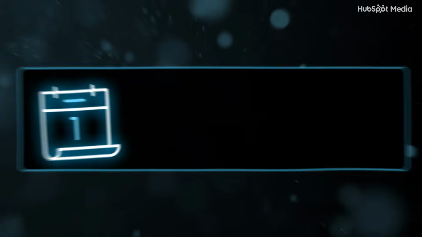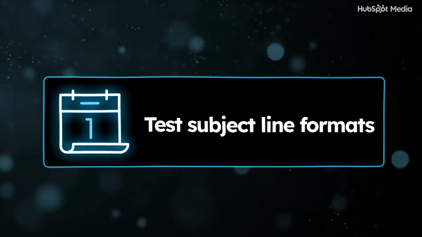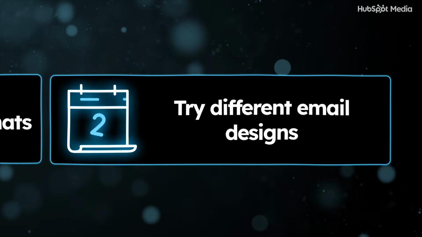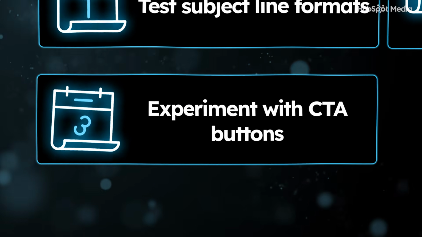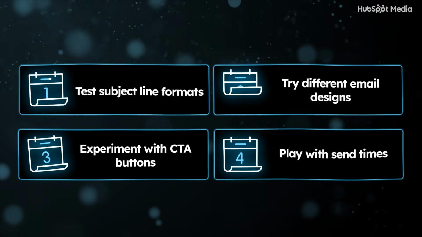Here's how we tested all of these. We used a monthly calendar with one focus per month. Month 1, test subject line formats. Month 2, try different email designs. Month 3, experiment with CTA buttons. And month 4, play with send times.